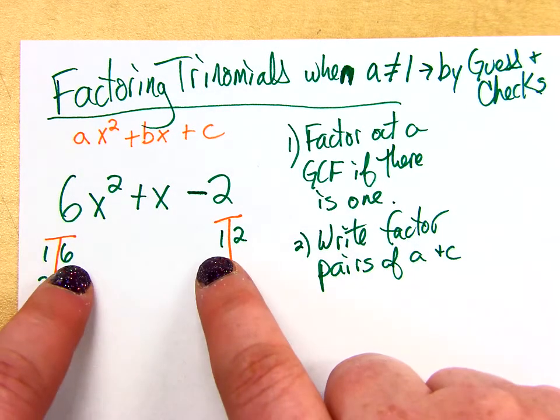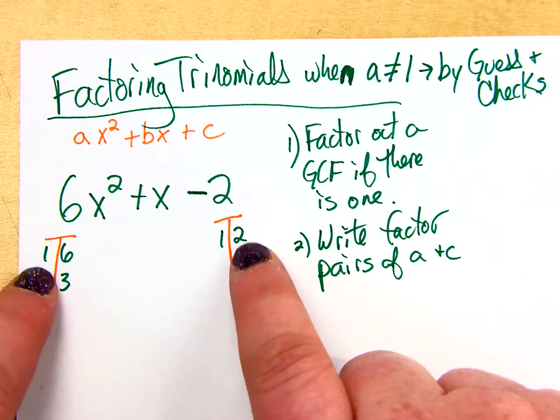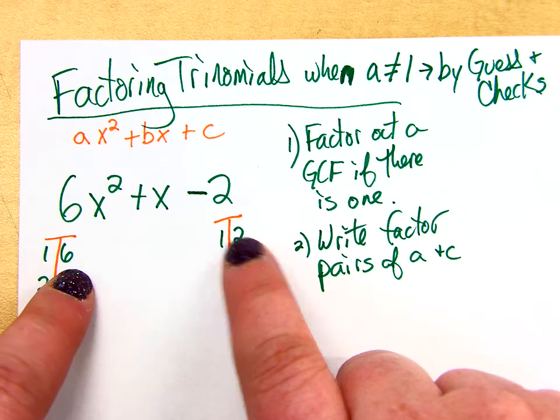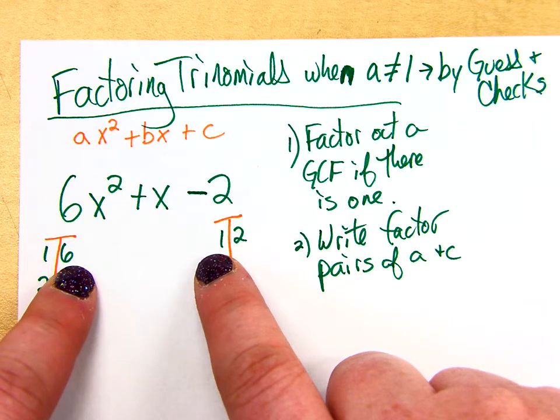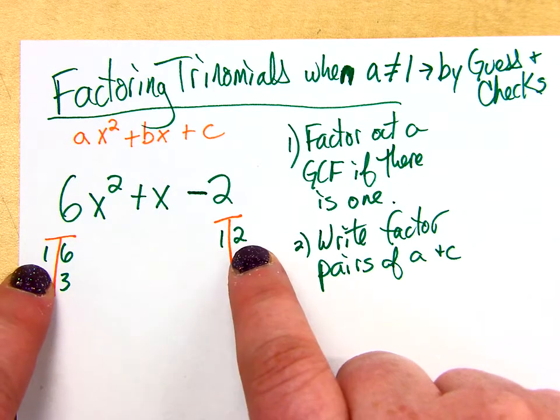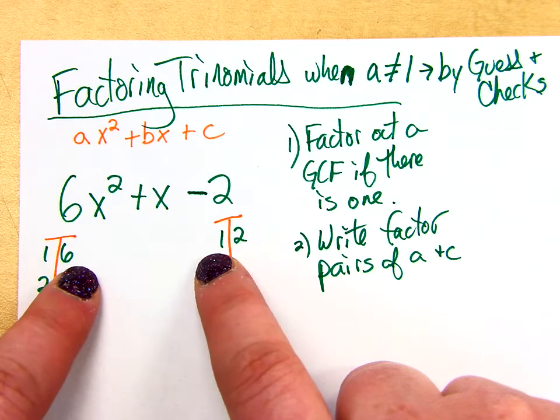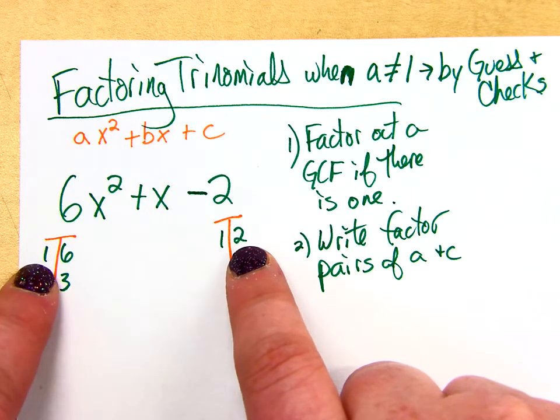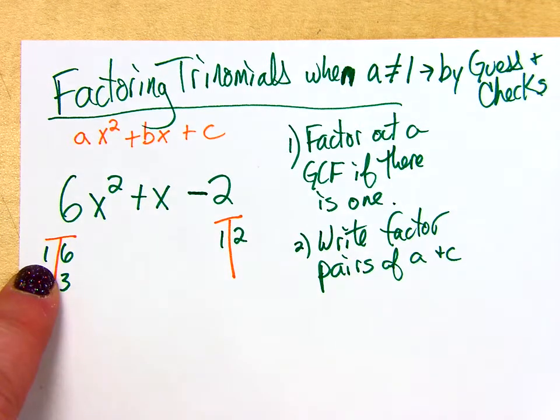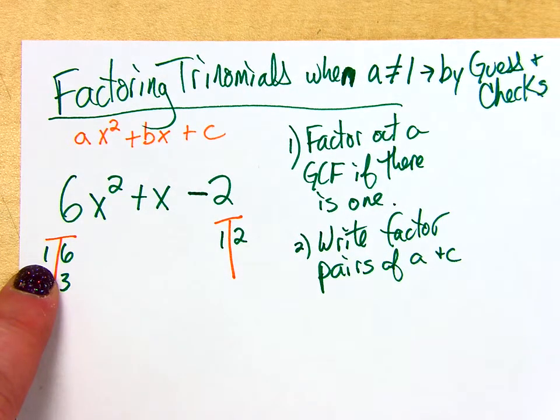Maybe it's this 6 and this 1, and this 1 and this 2. So let's see. 6 times 1, that's 6. And 1 times 2, that's 2. So if I add those together, that's 8. Now hold on, though. There is a negative in there. So what if I just made it a positive 6 and a negative 2? Well, that still gets me to a positive 4. It's not getting me to a positive 1. That's not the right pair.